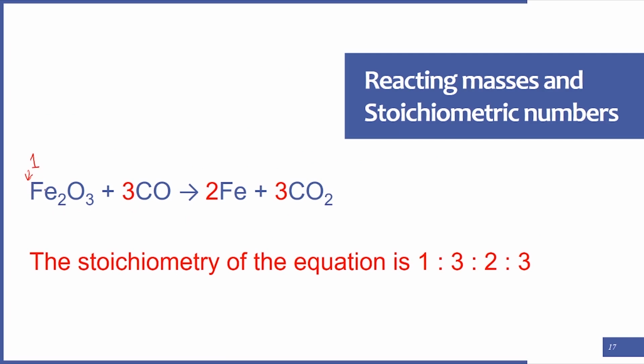From the equation, you can see that 1 mole of iron(III) oxide reacts with 3 moles of carbon monoxide to form 2 moles of iron and 3 moles of carbon dioxide. These numbers 1, 3, 2, and 3 are called stoichiometric numbers.